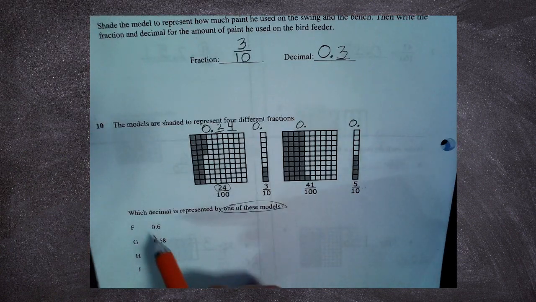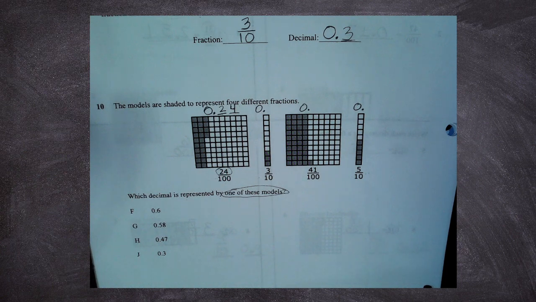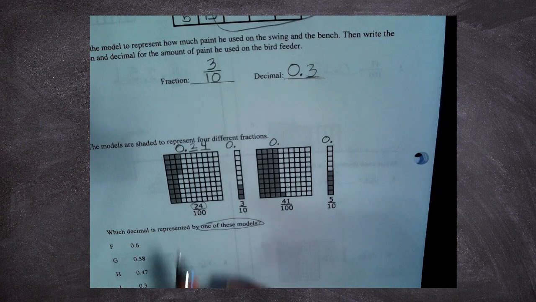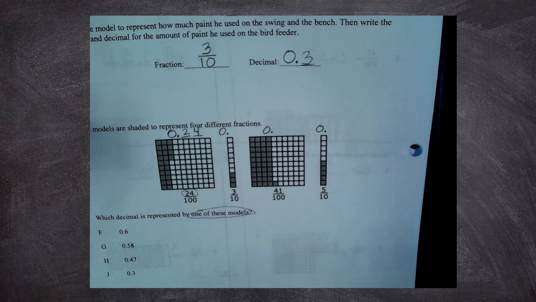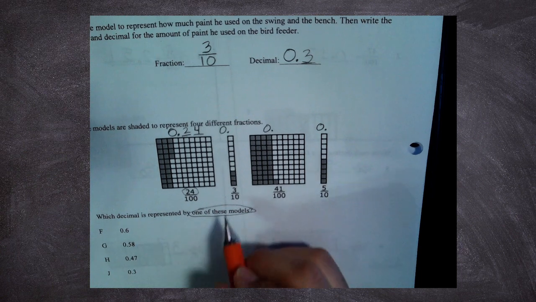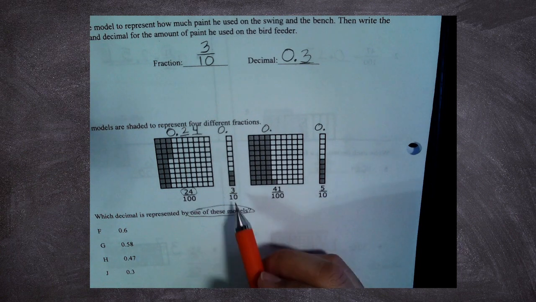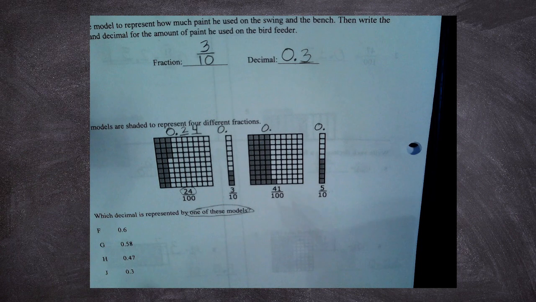Okay. So Bailey, do I have an answer choice that matches that decimal? No. So I know that whatever answer choice I need to pick is not going to match my first model. Well, I can check the other models. I have other models to look at. Do the next one. 3 out of 10. Who can help me out with this one? How would I change 3 out of 10 to a decimal?